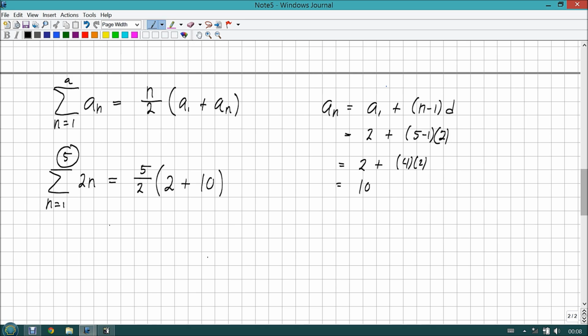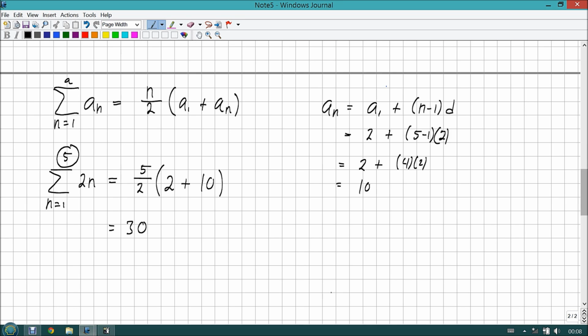And then we do the arithmetic. Let's see. 2 plus 10 would give me 12. 12 divided by 2 is 6. 6 times 5 is 30. So if I add up the first 5 terms of this sequence, I should get 30.